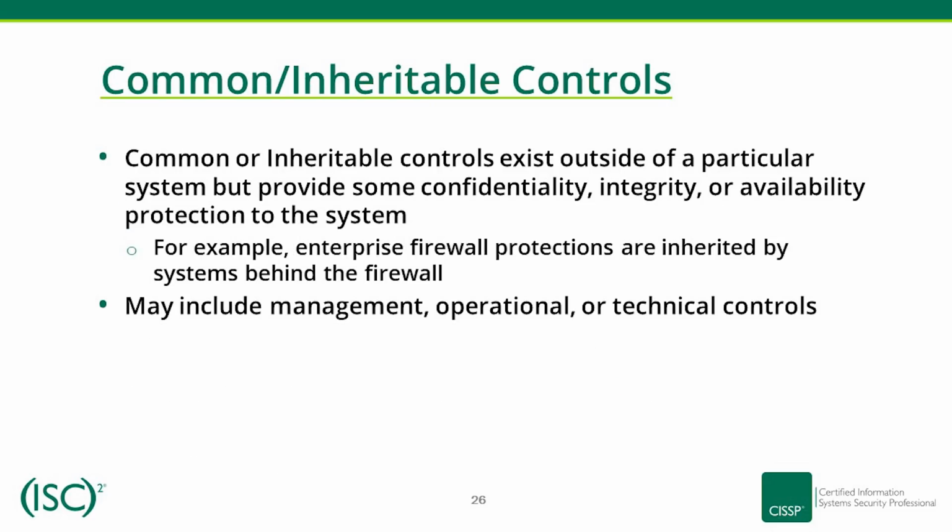Common/inheritable controls. Common or inheritable controls exist outside of a particular system but provide some confidentiality, integrity, or availability protection to the system. For example, enterprise firewall protections are inherited by systems behind the firewall. May include management, operational, or technical controls.